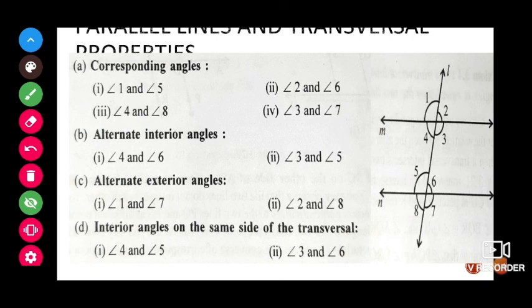Over. Next, alternate interior angles. See, there will be 2 sets, here one, here one. This is one set and this is one more set. Exterior means the same way. These both are one set, and 2 and 8 is one more set. Next, interior angles on the same side of the transversal. Here 2 sets, that is 4 and 5 one set, and 3 and 6 one more set.